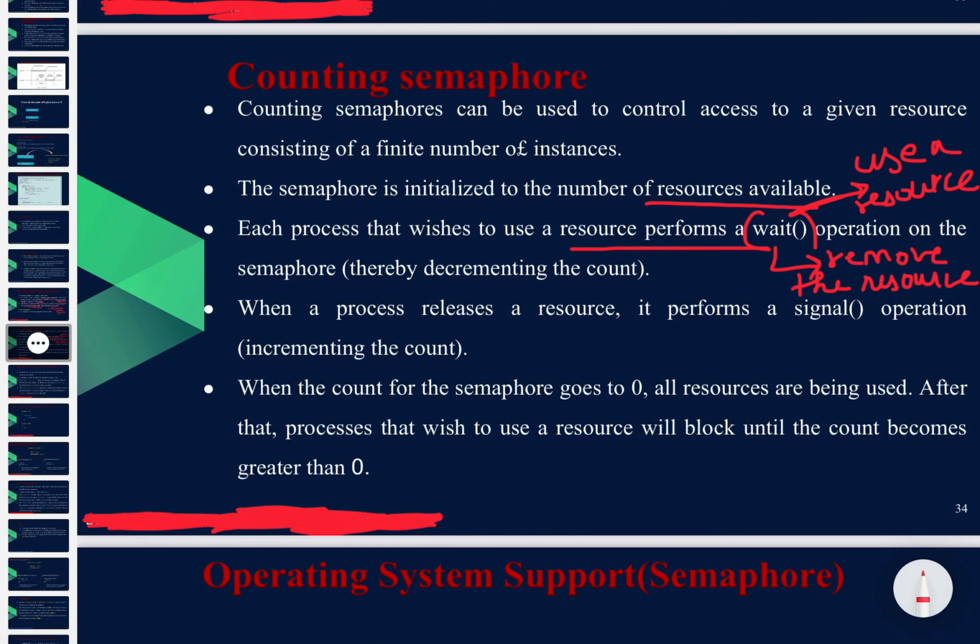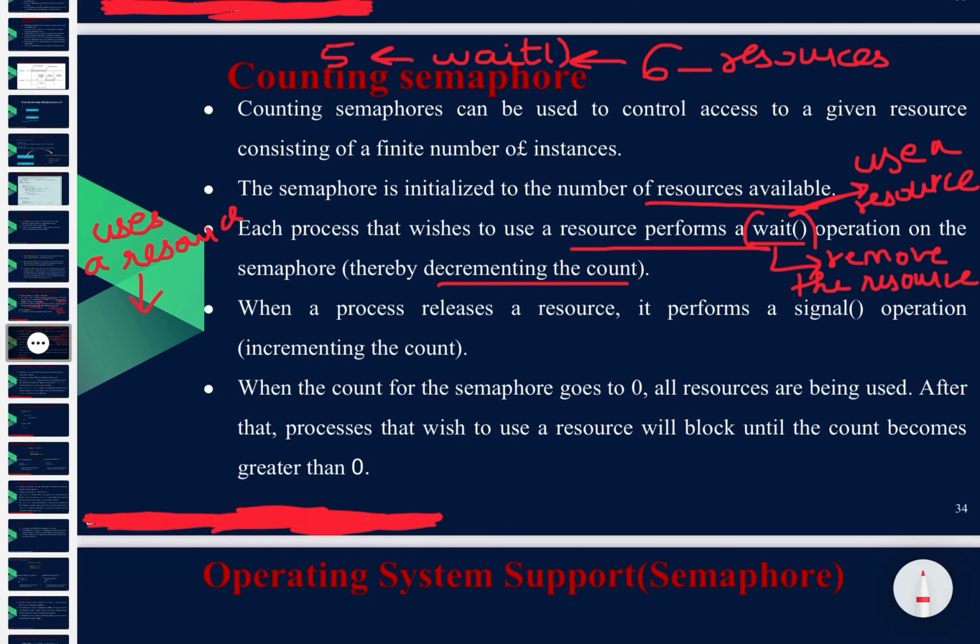When you use the resource, what happens? The resource count will decrease. When you perform a wait operation, it will be decrementing the counter. So the wait operation uses a resource. Suppose there are 6 resources and you want to use one. You will perform the wait operation, and you will be left with only 5 resources. From 6 the number became 5. That means the wait operation uses a resource, so it decreases the counter.